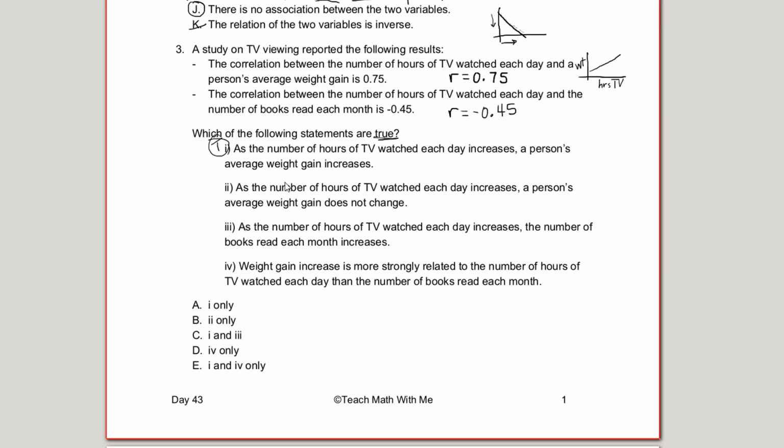Let's look at number 2. As the number of hours of TV watched each day increases, a person's average weight gain does not change. Well, no, that contradicts statement 1 and our scatter plot. Average weight does increase, so this one is going to be false. That one is out.